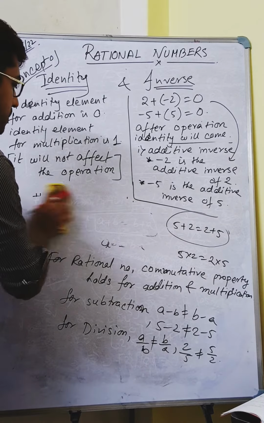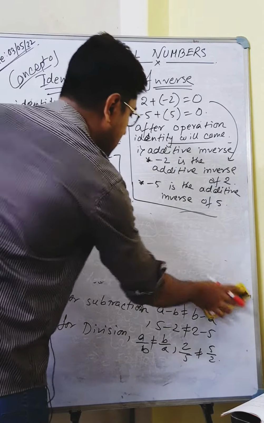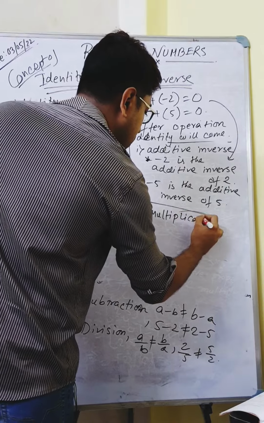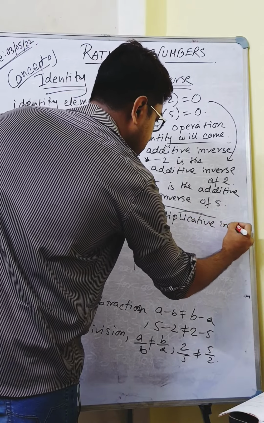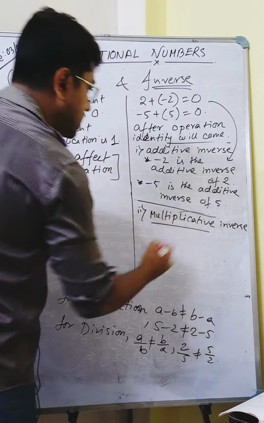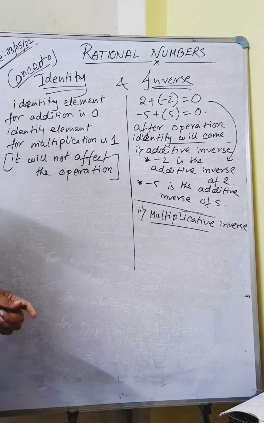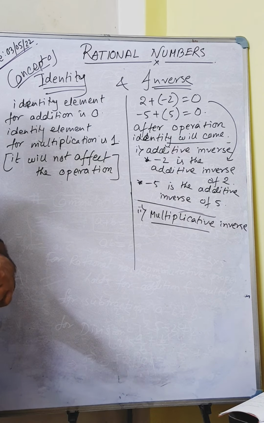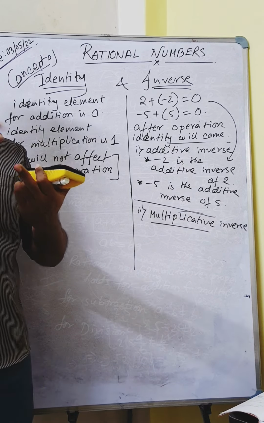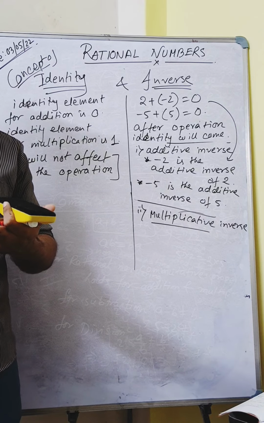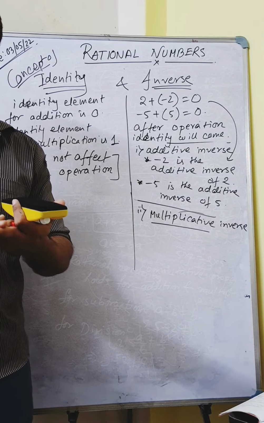নেক্সট কি হয়? দুটো টাইপের ইনভার্স, নেক্সট হবে তোমার multiplicative inverse. What is meant by multiplicative inverse? Can you give an example? Multiplicative inverse means, suppose after multiplication identity will come. তো multiplication এর identity কি আছে? What is the identity for multiplication? 1. So after multiplication, identity should come.